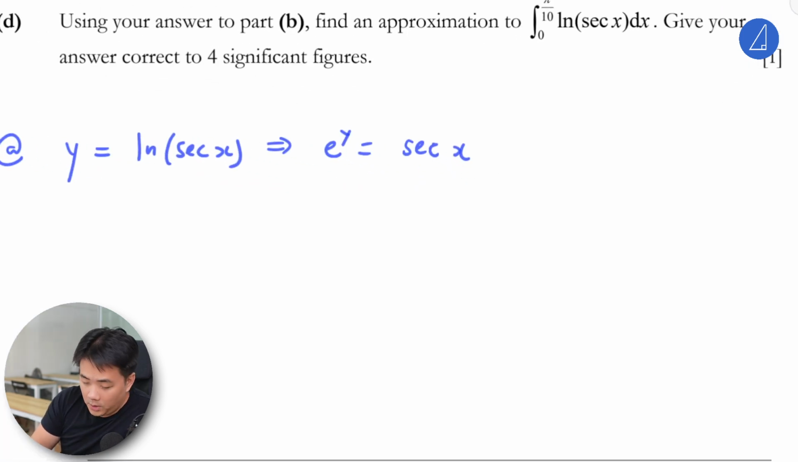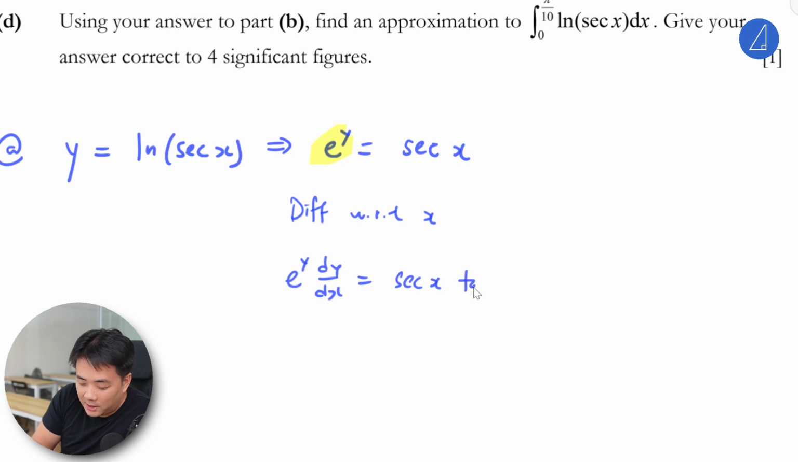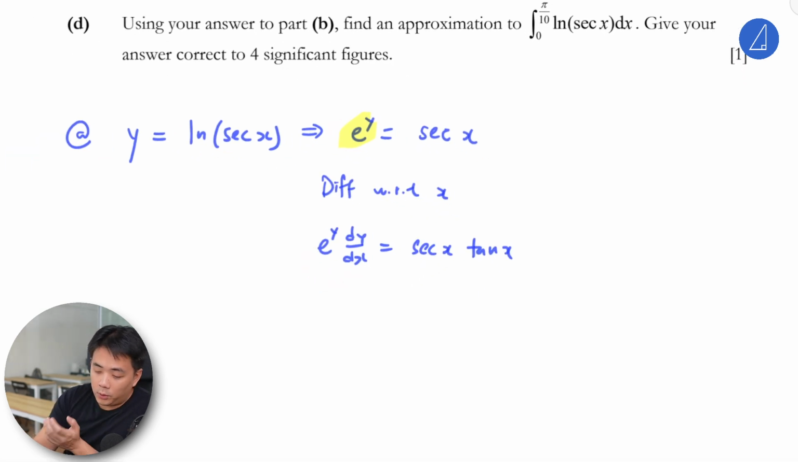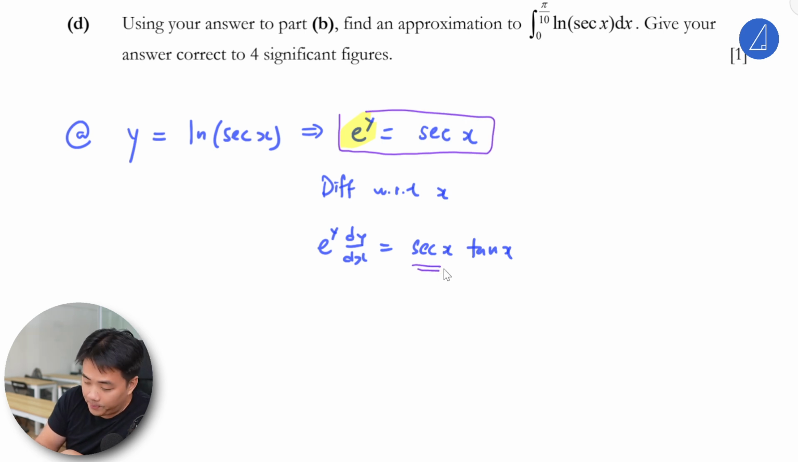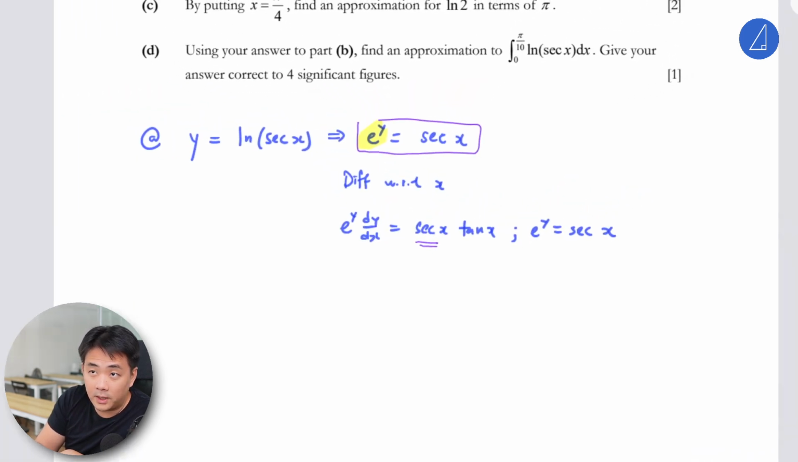Then from here, what you do is just differentiate with respect to x. In this case, this is implicit differentiation. Differentiating e^y will be e^y dy/dx. Then differentiate secant x, from the MF27, this will give us secant x tangent x. From here, just be mindful, don't differentiate straight again. Because e^y is equal to secant x, you could just cancel the e^y on both sides.